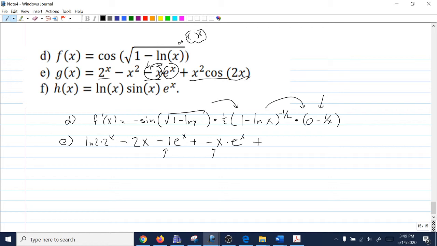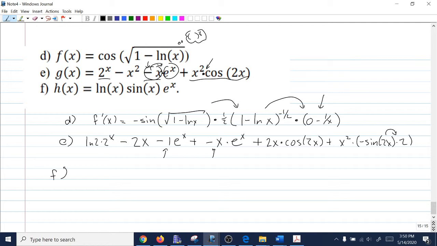Plus, now I need the derivative of this, which is also a product rule problem. This is x squared times cosine x. Derivative of the first times leave the second part alone. Plus leave the first part alone, derivative of the second, minus sine of 2x, times the derivative of the inside, derivative of 2x is 2. There's e.